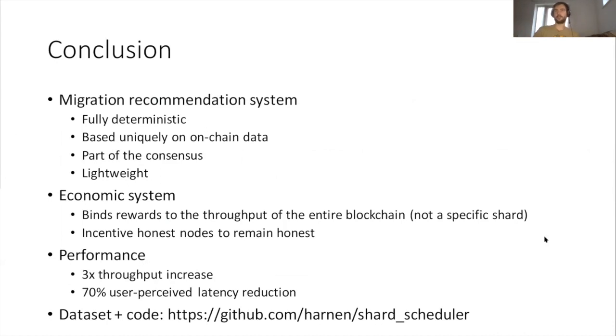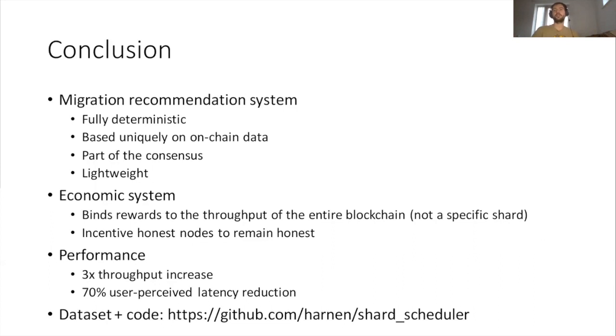So to conclude, we have a migration recommendation system that is fully deterministic, is based uniquely on on-chain data, and can be made part of the consensus protocol. It's also very lightweight because we use simple mathematical operations, so it does not introduce a lot of overhead on top of the transaction verification mechanism.